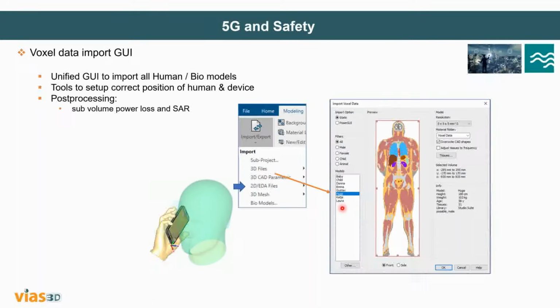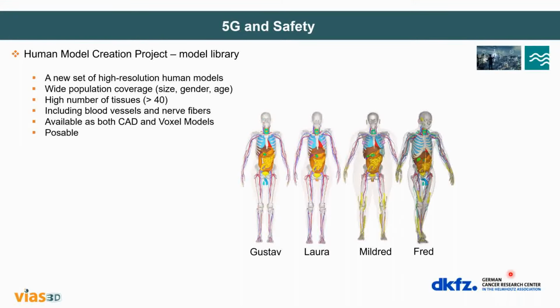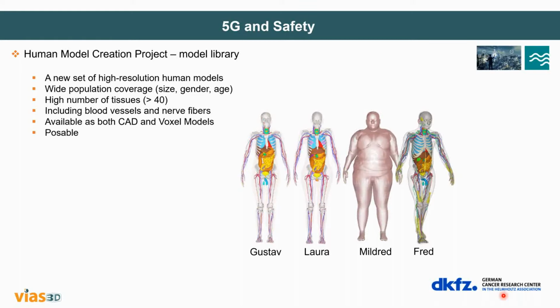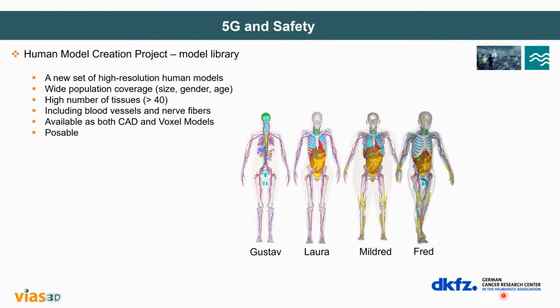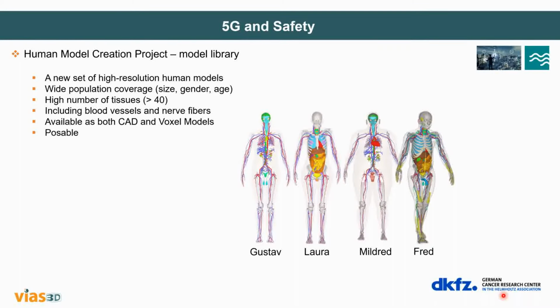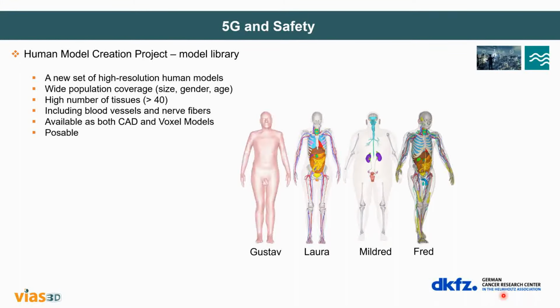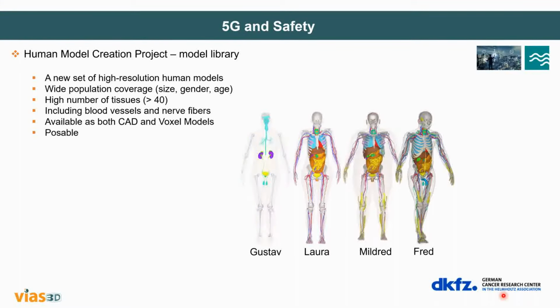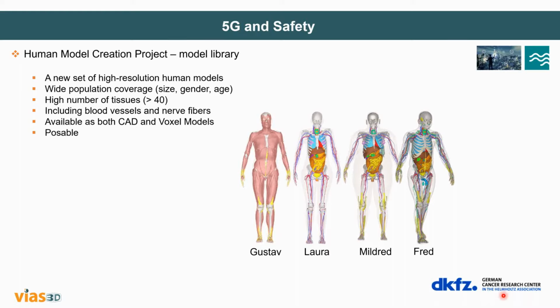Now, in collaboration with the German Cancer Research Center, in the human model creation project, very detailed models from MRI scans are generated and are now being made available in bioextension files. So bioextension library users can download from our Simulia website or Dassault website, and they can get all those dynamic models, with very detailed models for everyone like Gustav, Laura, Mildred, and Fred. And this has been done in association with the German Cancer Research Center.